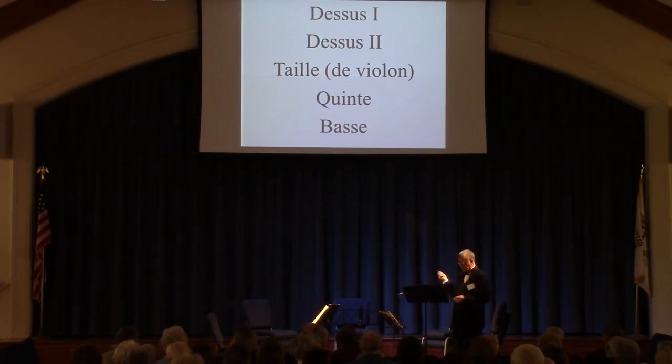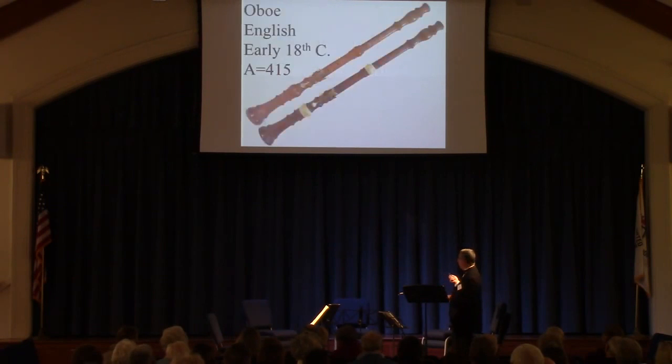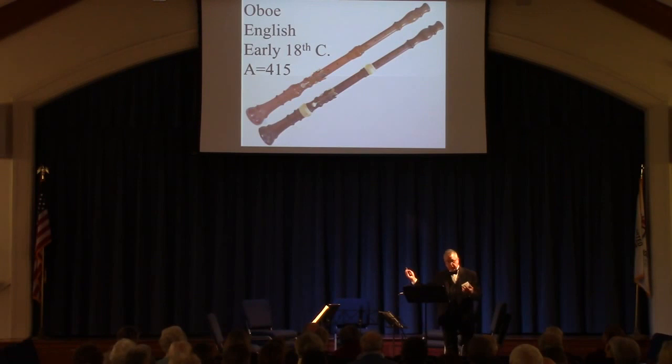Now we're going to jump ahead by about 30 years or so. These are English oboes from the early 18th century. Now you can see the pitch. It says 415. Again, that's relative, but over the years we can generally say that pitch, orchestral pitch, is rising. And you'll see that as we get on into the 19th century, pitch starts to go up again.